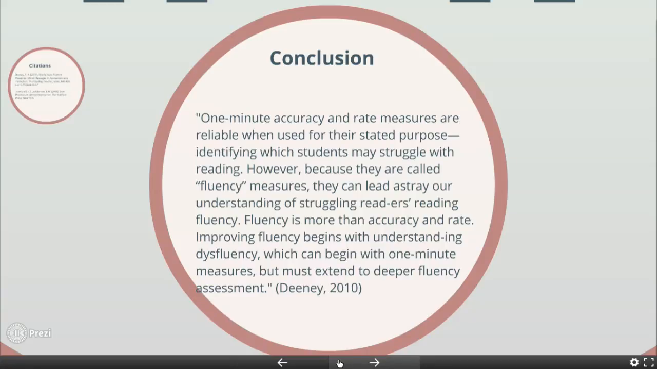And here's a good conclusion that the article brought. 1-minute accuracy and rate measures are reliable when used for their stated purpose, identifying which students may struggle with reading. However, because they are called fluency measures, they can lead astray our understanding of struggling readers at reading fluently. Fluency is more than accuracy and rate. Improving fluency begins with understanding disfluency, which can begin with 1-minute measures, but must extend to deeper fluency assessments. So it might just measure the surface fluency, but it won't go more into the deeper fluency. So make sure that you're doing a mixture of both.